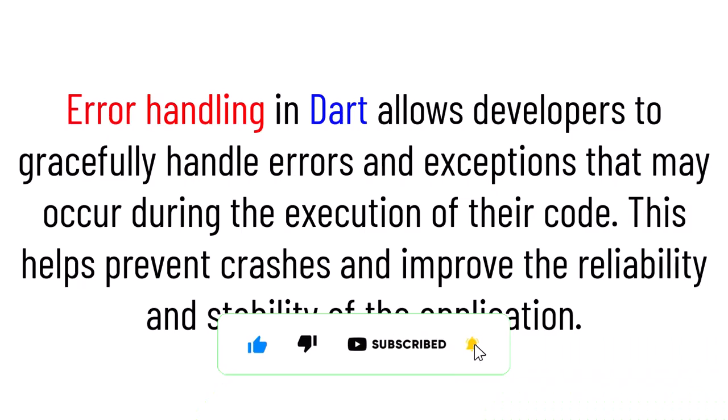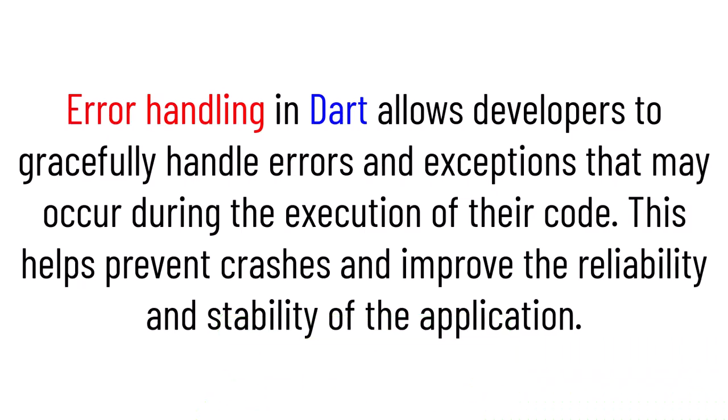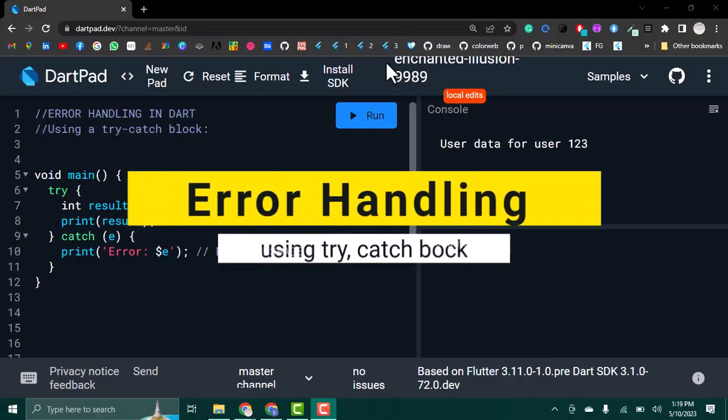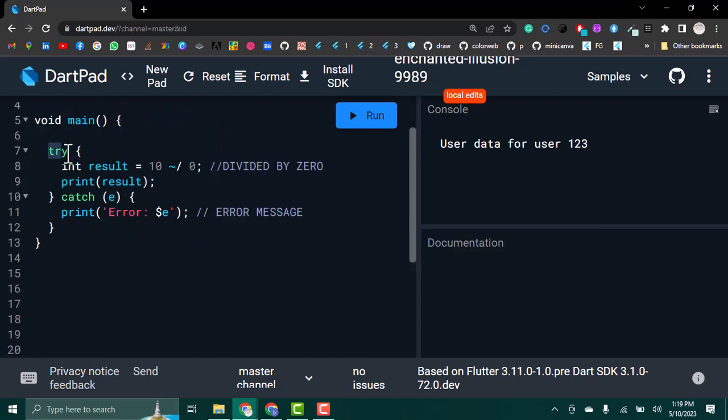Error handling in Dart allows developers to gracefully handle errors and exceptions that may occur during the execution of their code. This helps prevent crashes and improve the reliability and stability of the application. Dart provides several mechanisms for handling errors and exceptions. Now, let's handle the exception using a try-catch block. This is a try block and this is my catch block. I wrap my whole operation in a try-catch block to handle the exception gracefully.